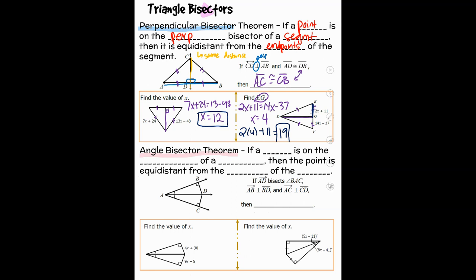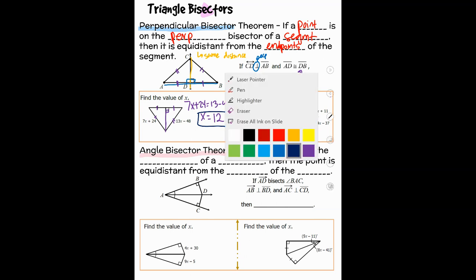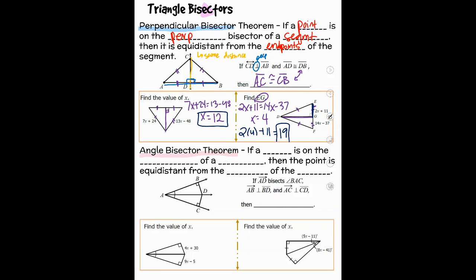All right, the angle bisector theorem says if a point is on the bisector of an angle, then the point is equidistant. There's that word again, same distance from the sides of an angle.